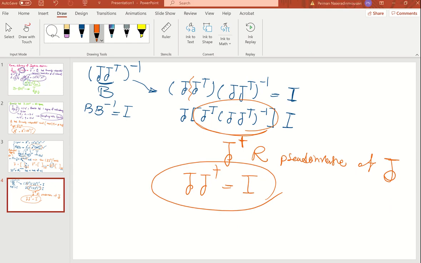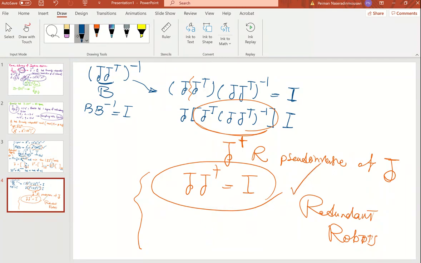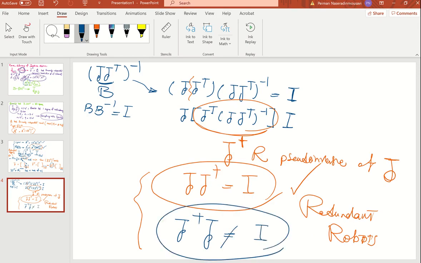But don't forget that for redundant robots, this is valid. But what about this? J's pseudo inverse times J is I? No, because this is the left pseudo inverse that we saw for when the number of degrees of freedom is less than 6 in 3D space. So be very careful, guys. Again, be very careful.